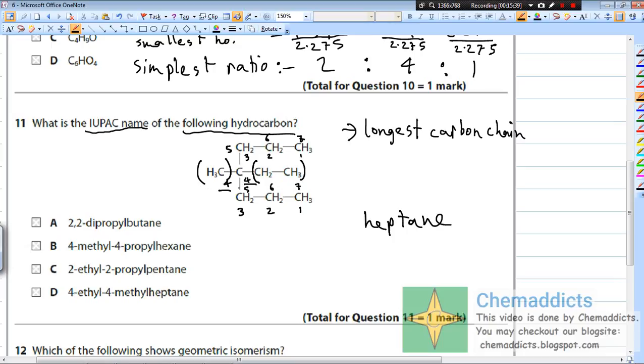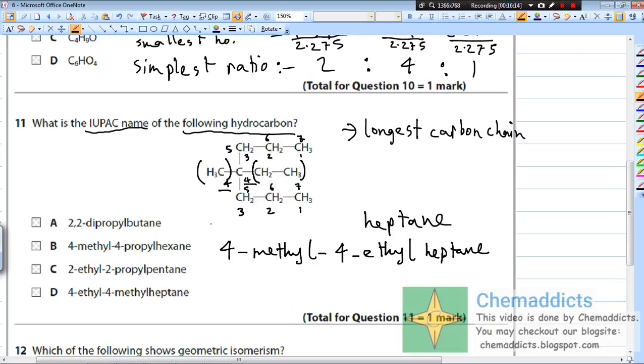Here, since the methyl group is in the fourth carbon atom and the ethyl group is in the fourth carbon atom, we should name it as 4 methyl, 4 ethyl heptane.